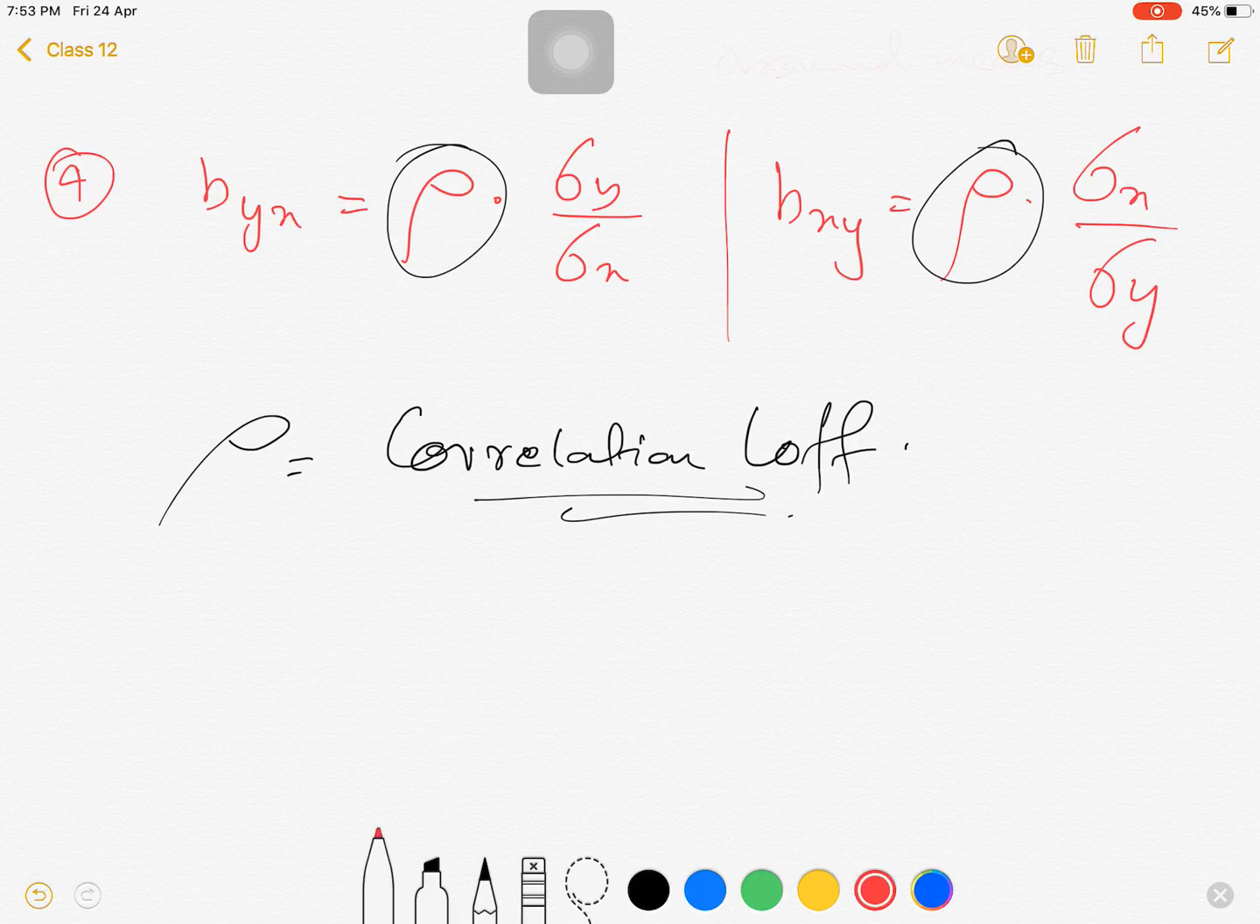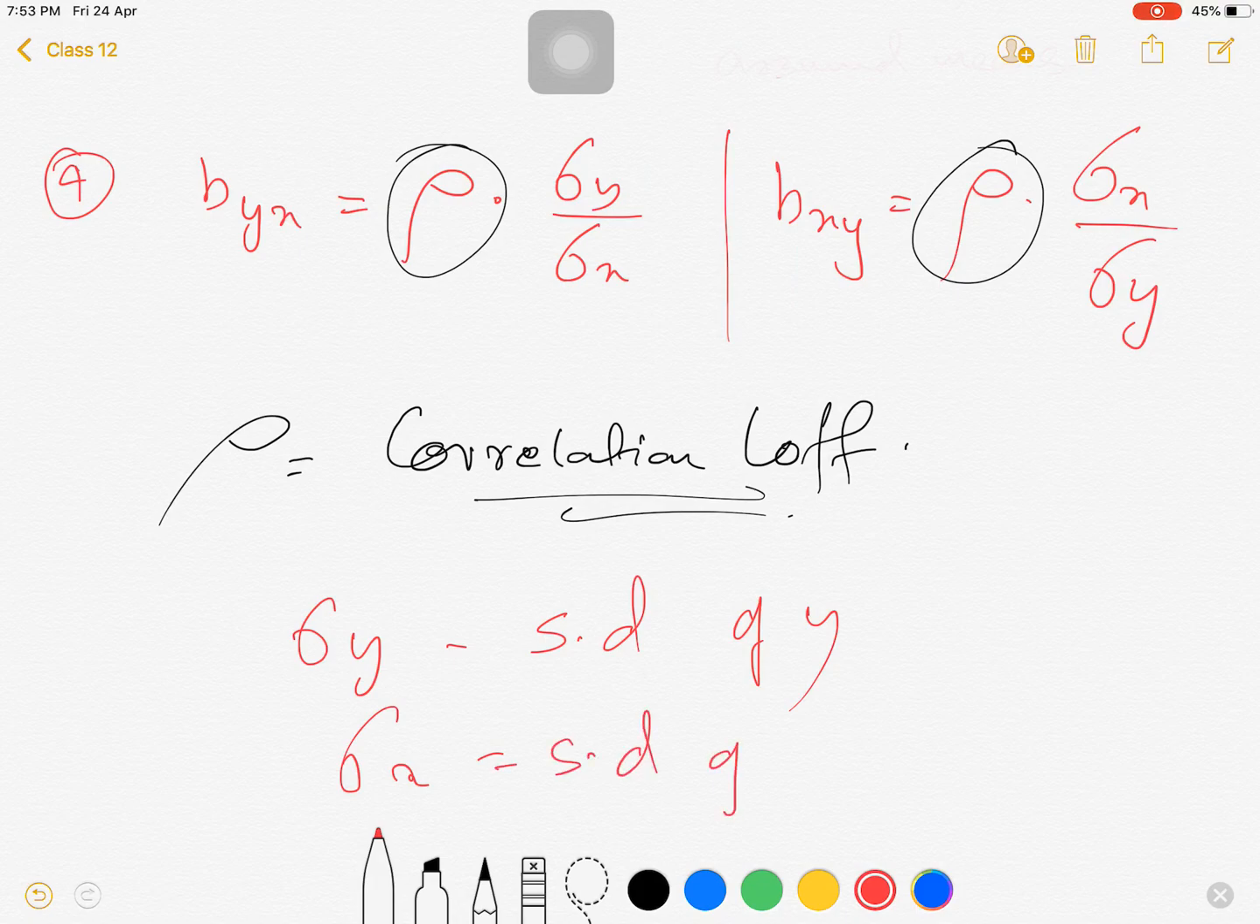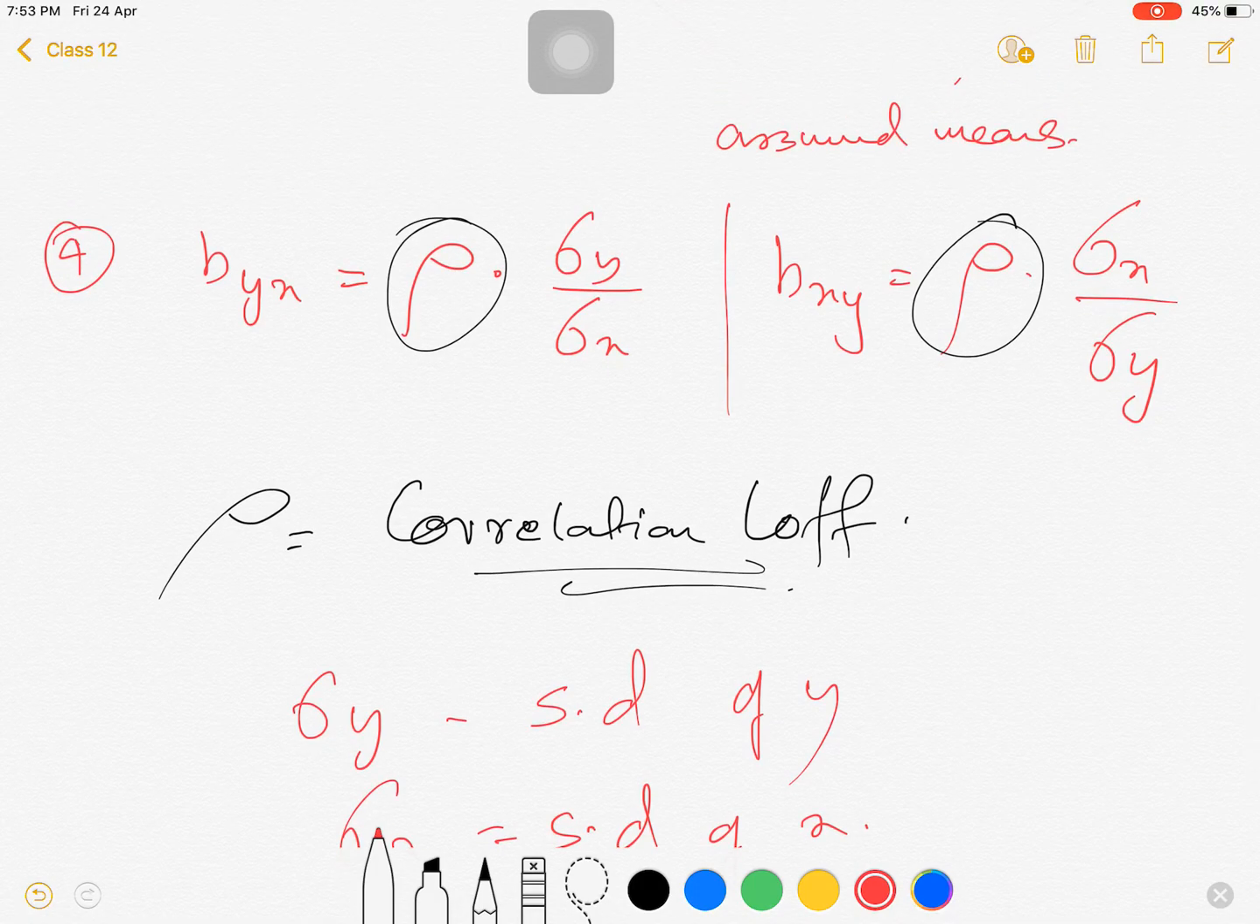And you already know what is sigma y, the standard deviation of y, and sigma x is the standard deviation of x. So this is the easiest formula. Every time I gave you a formula, I told you when to use it. So this fourth formula will be used when the correlation coefficient and the standard deviations are given. The most easy formula that I have here. So these are the different formulas that we use to find regression coefficients.